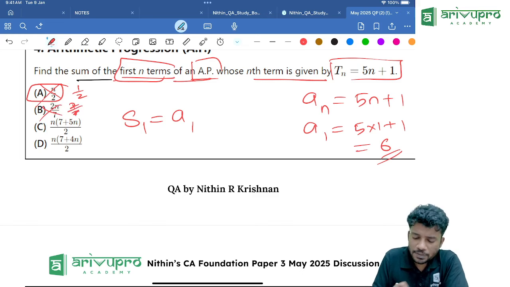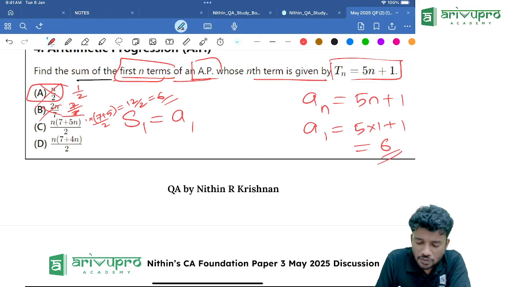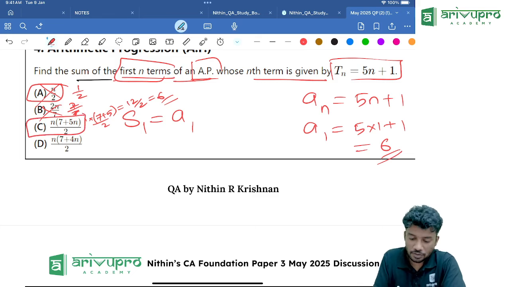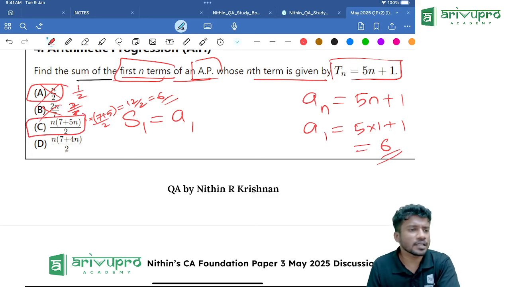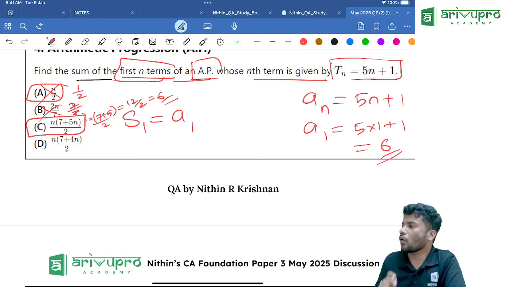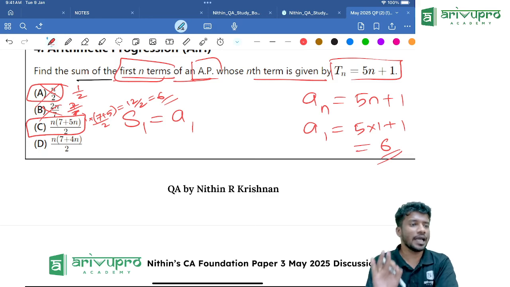Then try option C. 1 into 7 plus 5 divided by 2. That is equal to 12 by 2, which is equal to 6. Option C can be your answer. We will check one more term. 1 into 7 plus 4 divided by 2. That is nothing but 11 by 2, that is 5.5, not equal to 6. So option C is your answer.